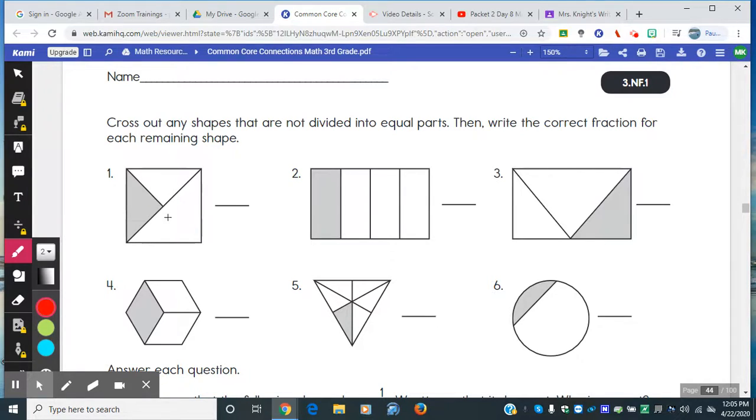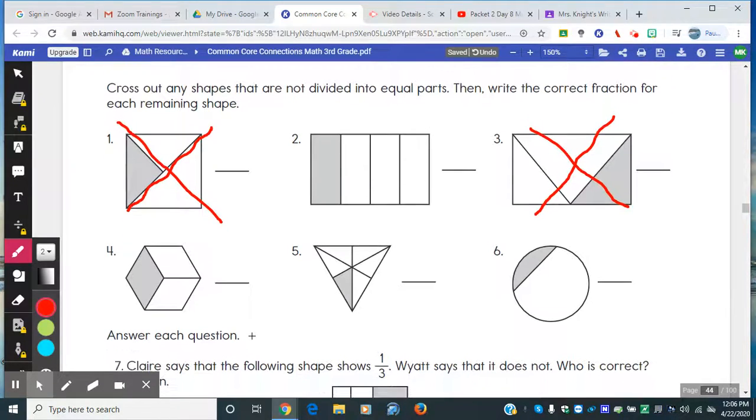Like number 1, these 2 pieces are the same size and shape, and I know that because if I put one on top of the other, they're going to match. But this one is obviously not. It's much bigger. So I'm going to cross out number 1. That's not divided into equal parts. Number 2, each of these parts is the same size and shape, so that one's okay. Number 3, these 2 pieces are the same size and shape, but this one is bigger, so no. All of the pieces have to be divided equally.